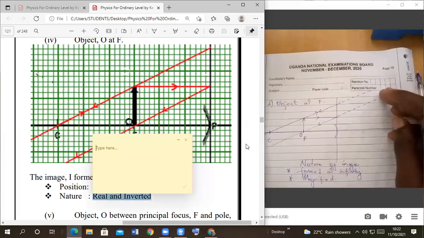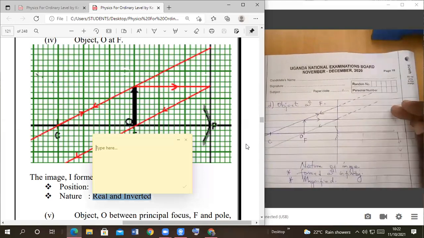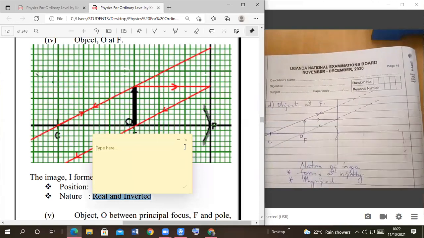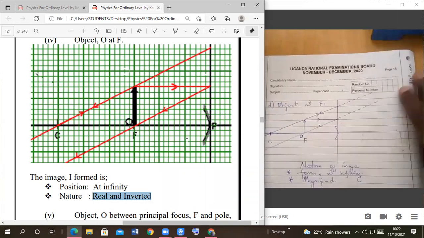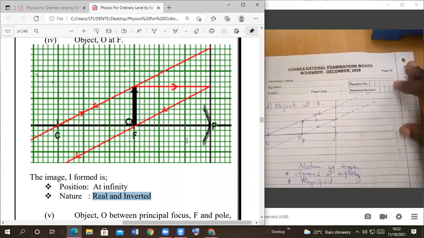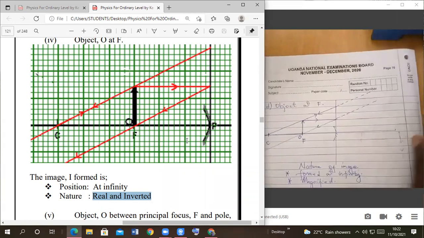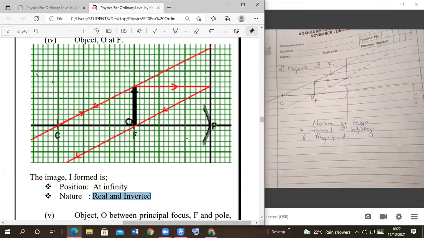Are you seeing it from our diagram here? Are you seeing it is real? No, we can't. Are you seeing it inverted? No. But if you see the way these rays are going, it can show that the image is going to be magnified. Those are the only two things we are seeing.